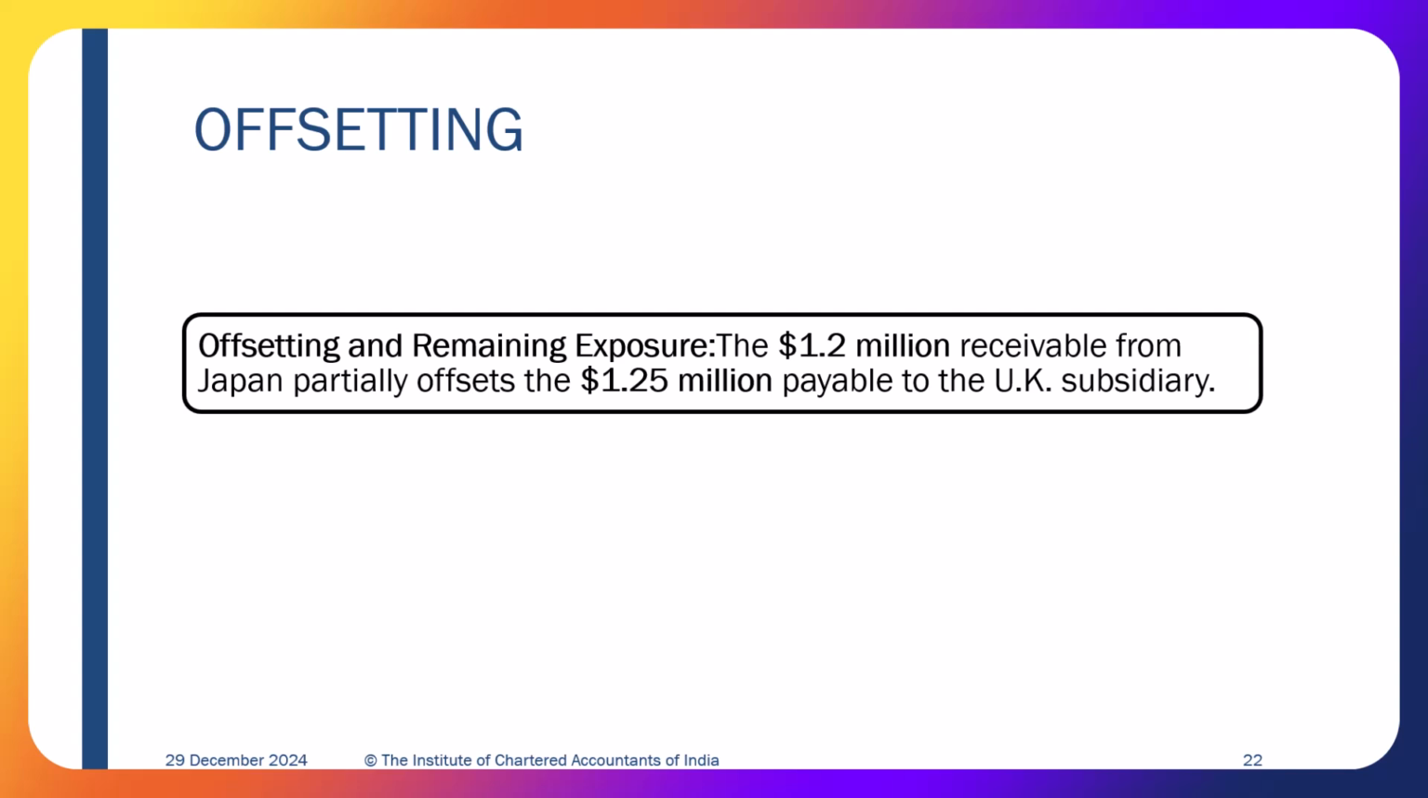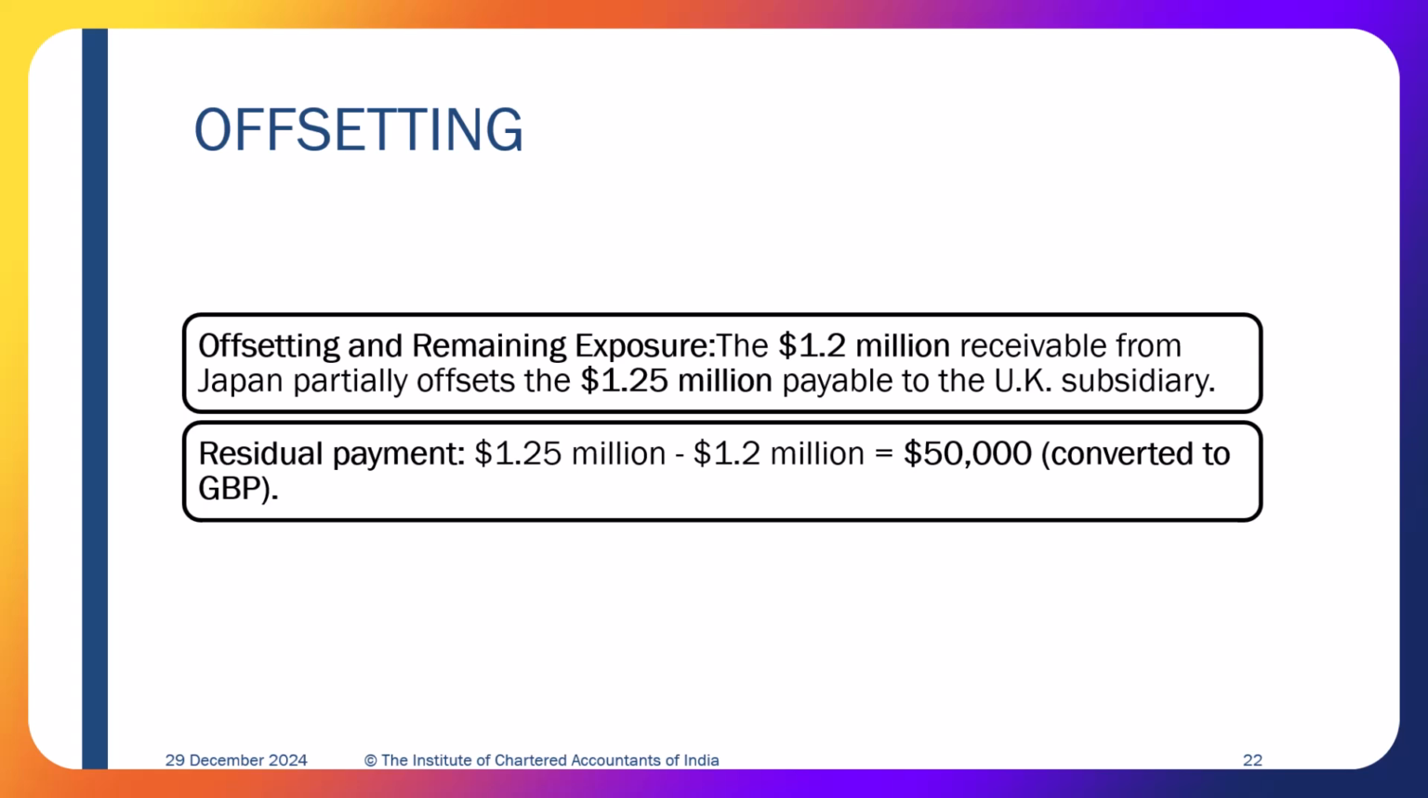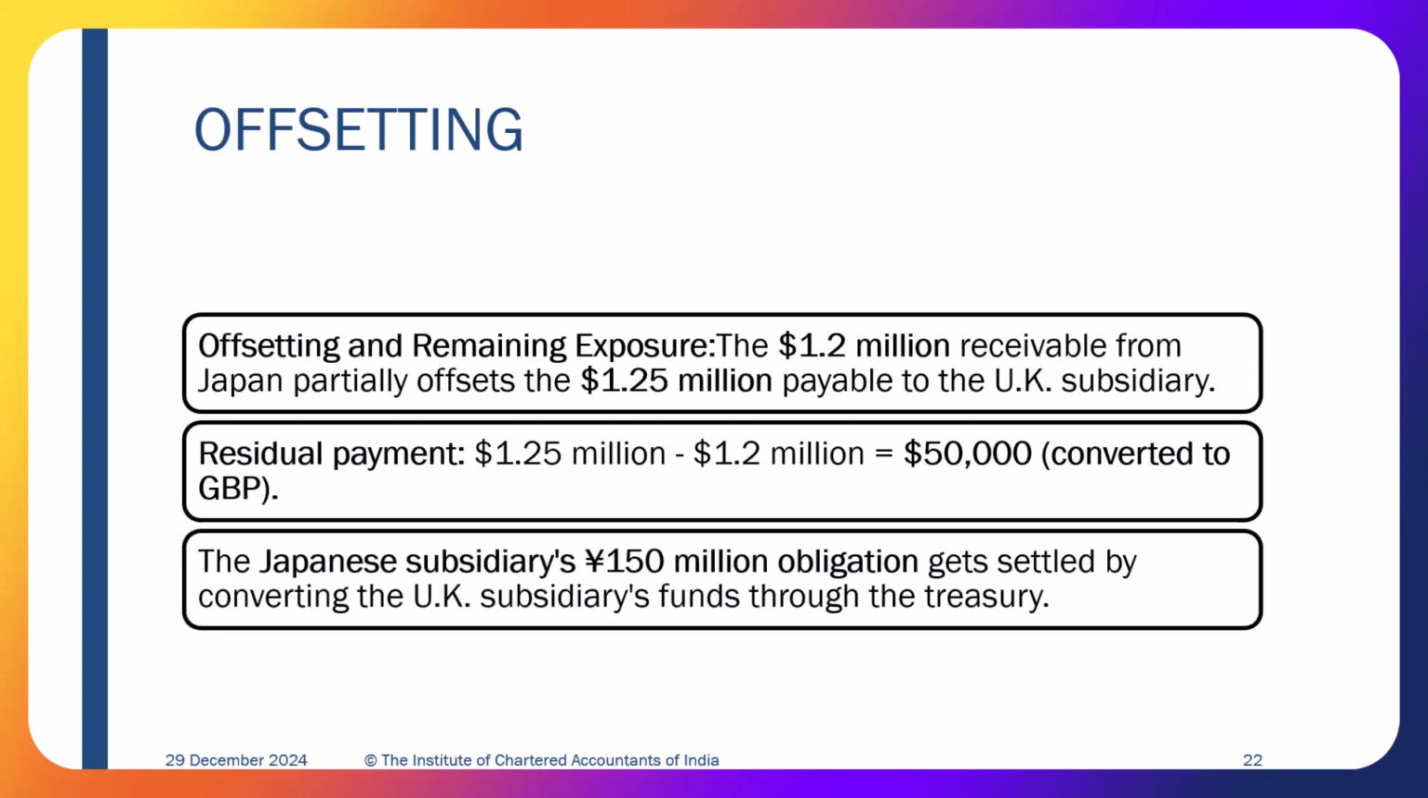Residual payment, which is $50,000 converted to, अभी मैं आपको फिगर एक विजुअल दिखाऊंगा, आपको समझ आ जाएगा. अब वो 50,000 बचा है, अभी देना है. That will be converted into the pounds. The Japanese subsidiary's 150 million yen obligation gets settled by converting the UK subsidiary's funds through treasury. अब UK subsidiary को पैसा मिल गया, उससे Japanese 150 million knock off हो जाएगा.